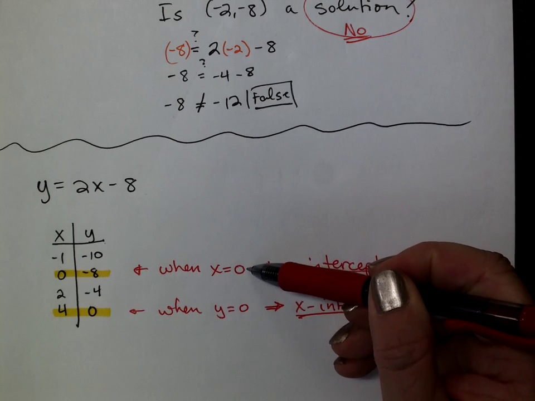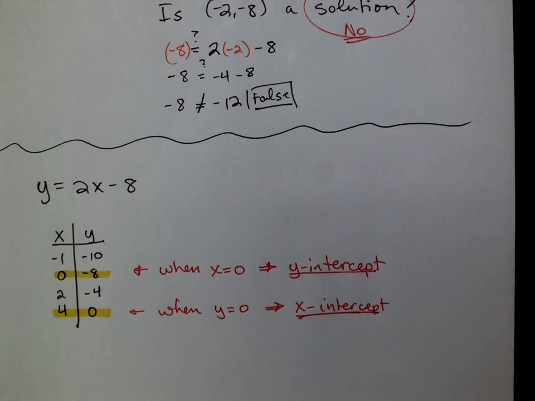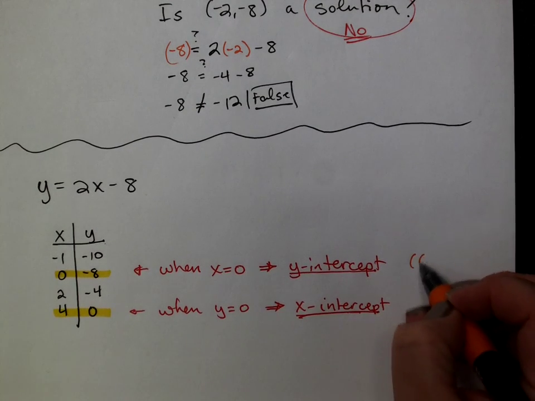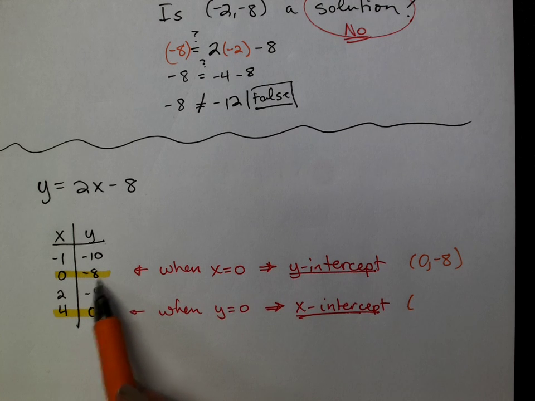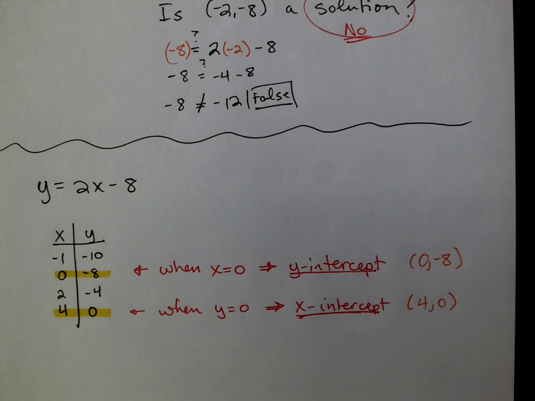Plug this in, solve for y. Plug this in, solve for x. Now, noting these points right here, this y-intercept specifically is the point (0, -8), because that number is not just the intercept, it's the entire point. And (4, 0) is the x-intercept.